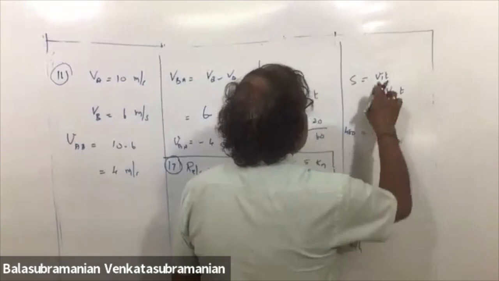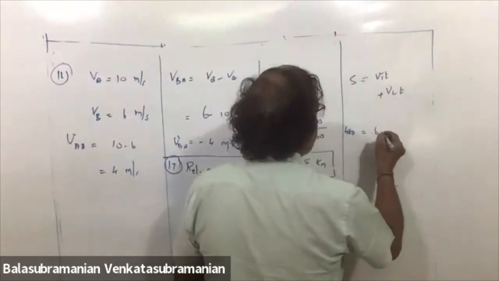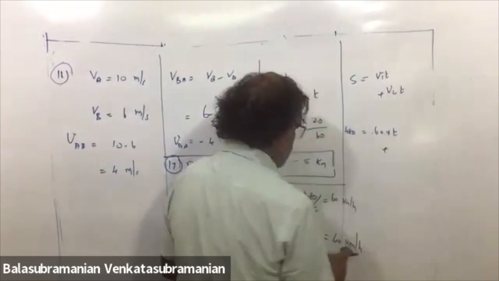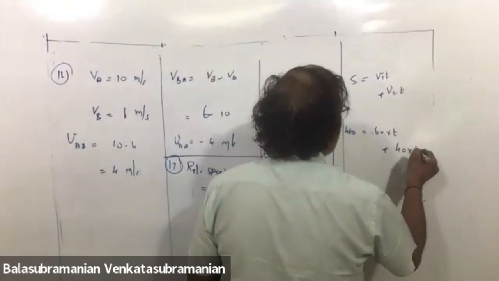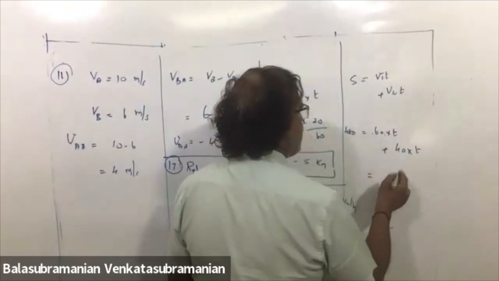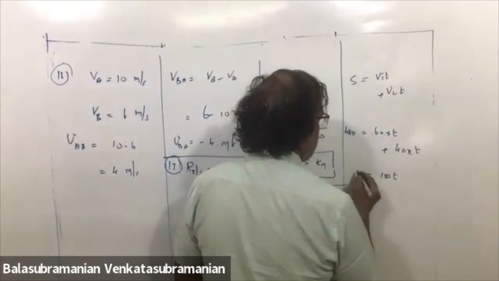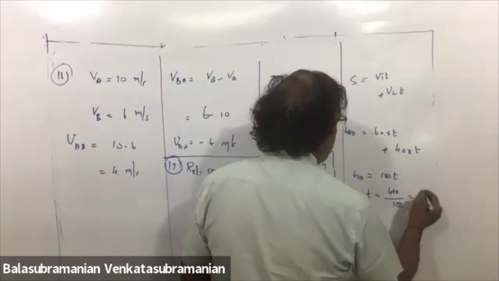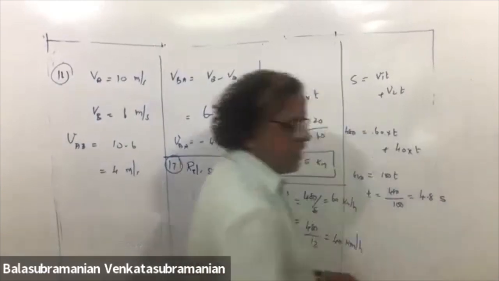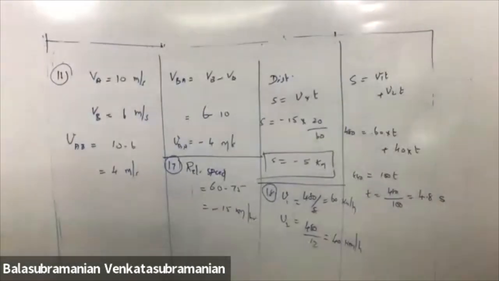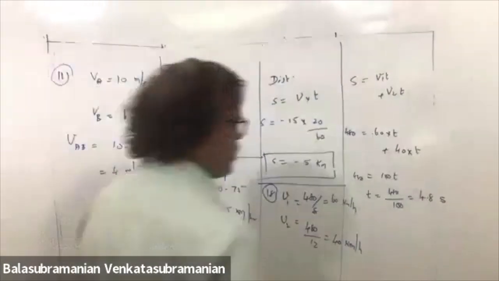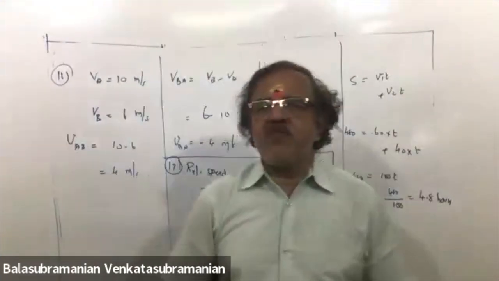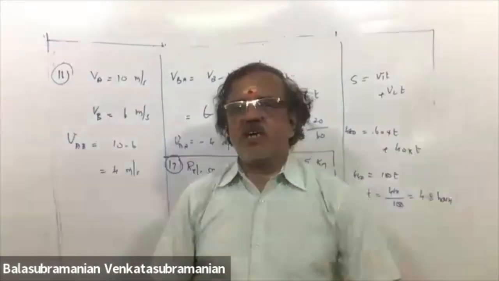480 equals first velocity 60 kilometer per hour into T plus second velocity 40 kilometer per hour into T. 60T plus 40T, 100T is equal to 480. T is equal to 480 by 100, 4.8 hours. So after 4.8 hours, these two buses will meet at a particular point.